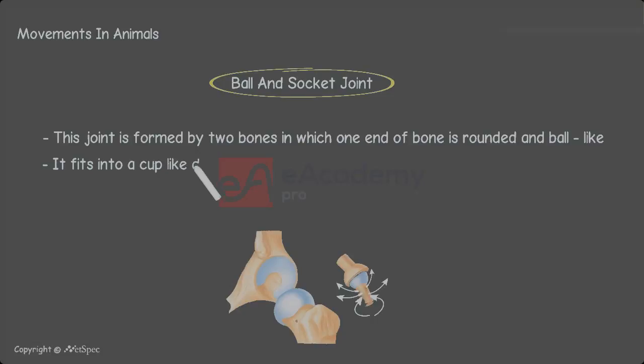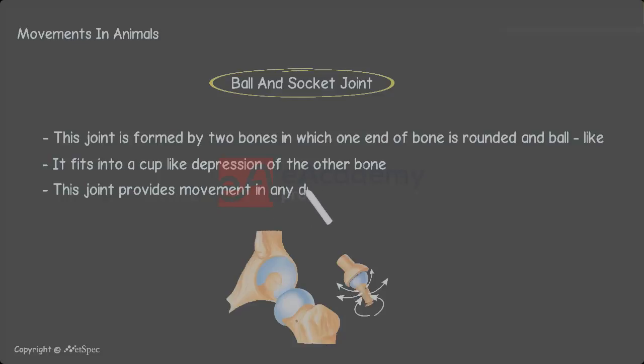This joint is formed by two different kinds of bones, one bone with a ball-like structure and the other bone with a socket-like structure. So it is the ball and socket joint. This joint provides movement in any direction. We can see here the ball and socket.